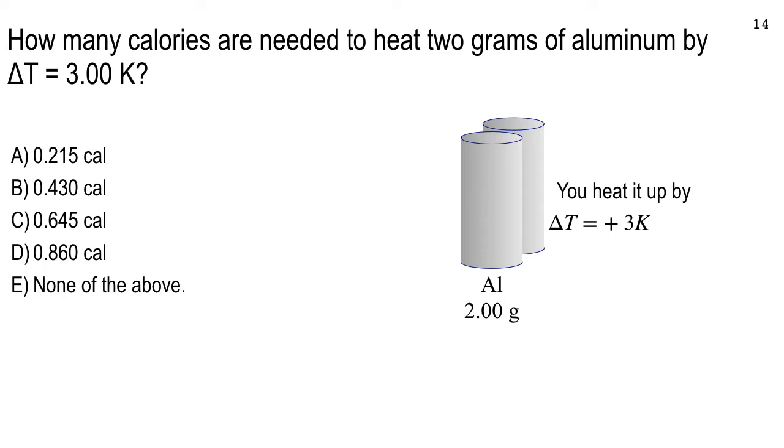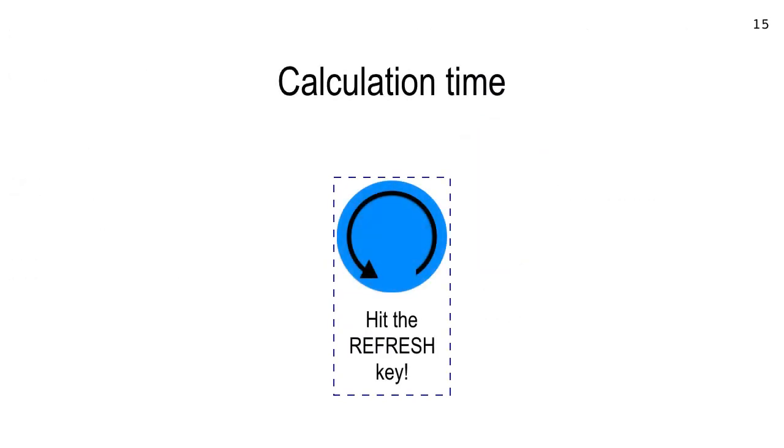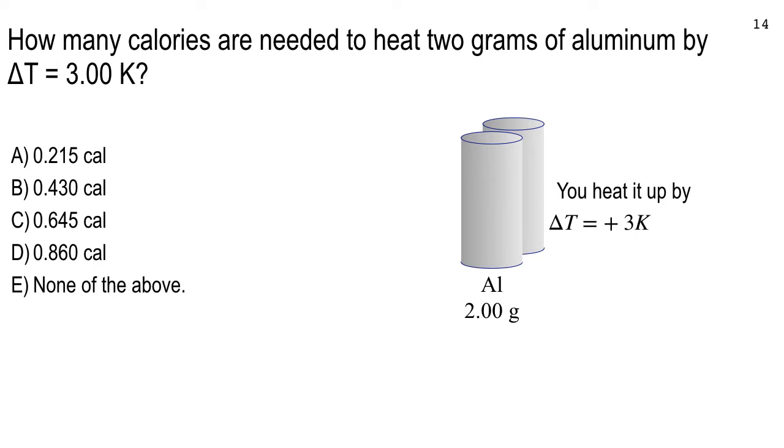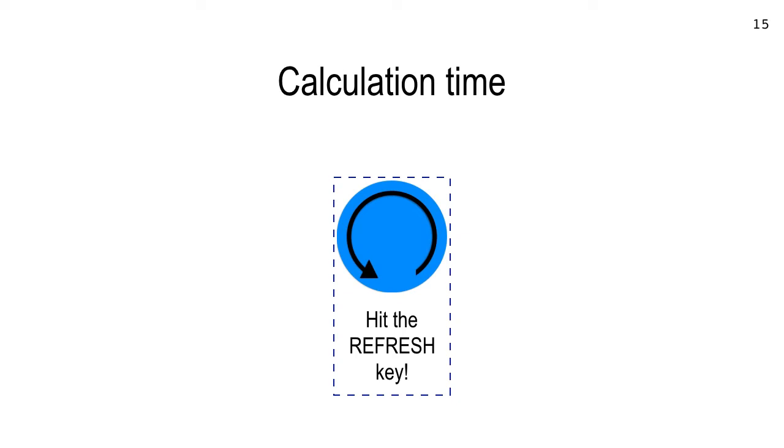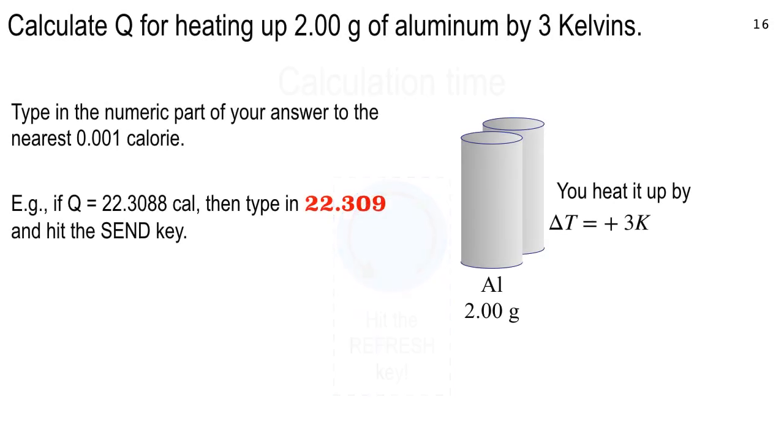Let me go back here. The answer is none of the above. And C is 3 times 0.215. That's nice, but that's for 1 gram. So now hit the refresh key because we're going to do a calculation together. What's the answer? Go ahead and calculate it. Hit the refresh key and you'll have numeric input. Remember to round off carefully. I want something point, something, something, something for your answer.